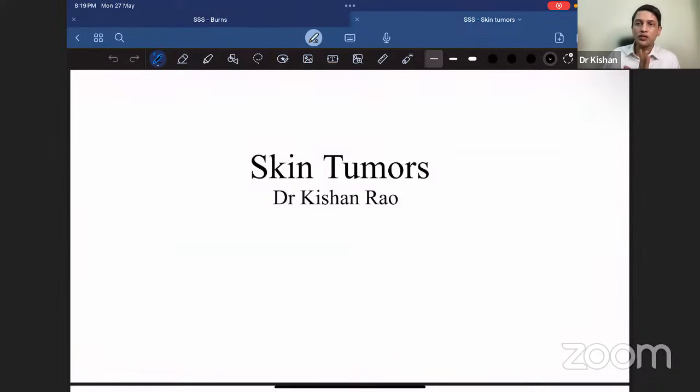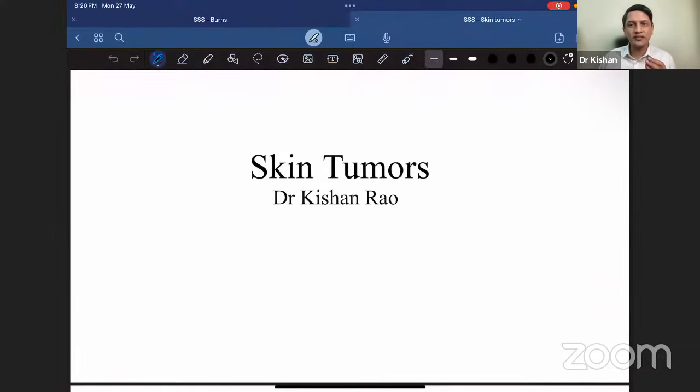Whereas skin tumors is a most important 5 marker. Any one of them will definitely be asked, either SCC or BCC or melanoma. Any question paper you see, there will be one question on either SCC, BCC or melanoma. So you need to know all these 3 in detail, because some question is inevitably asked. You can't leave them.